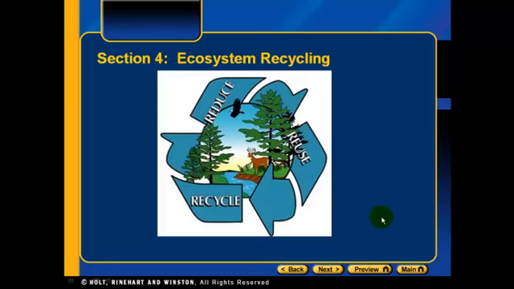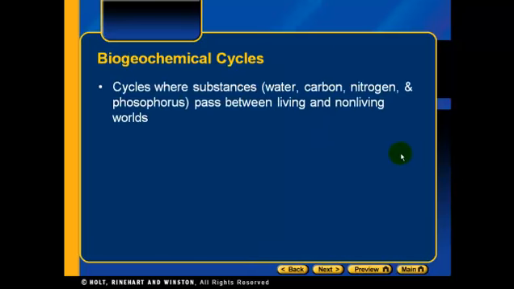All right, this is the last podcast for STEM Bio, Chapter 18, Section 4, Ecosystem Recycling. There are four main cycles that we need to know. There are cycles where substances pass between the living environment and the non-living world.